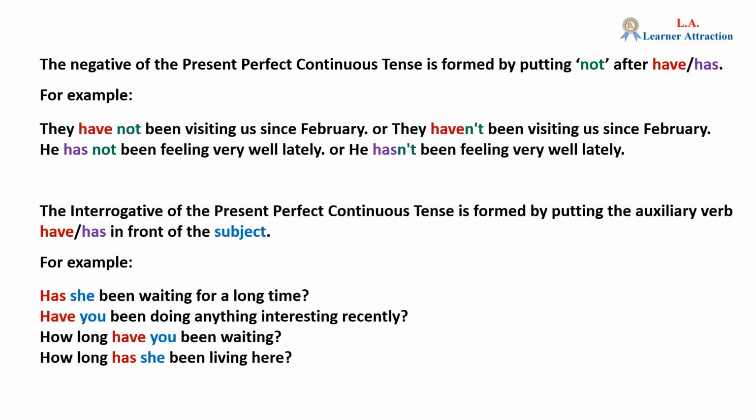The interrogative of the present perfect continuous tense is formed by putting the auxiliary verb have or has in front of the subject. For example, has she been waiting for a long time? Have you been doing anything interesting recently? How long have you been waiting? How long has she been living here?